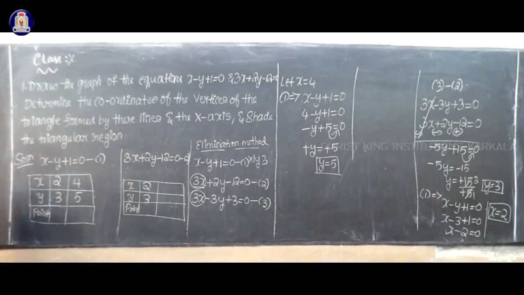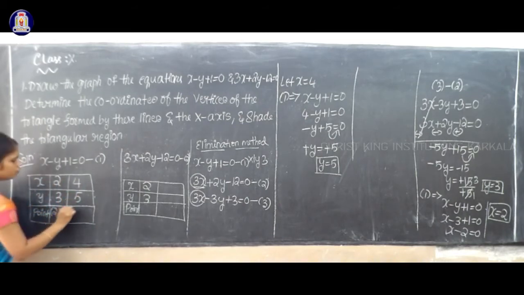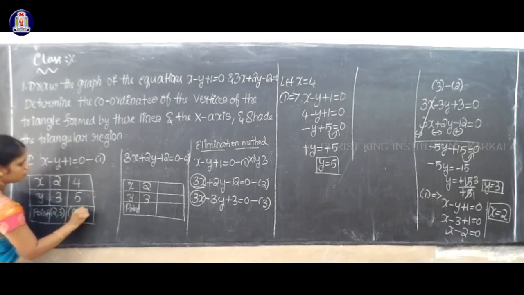So now the points. x is equal to 2, y is equal to 3, so the point is 2, 3. x is equal to 4, y is equal to 5, so the point is 4, 5.